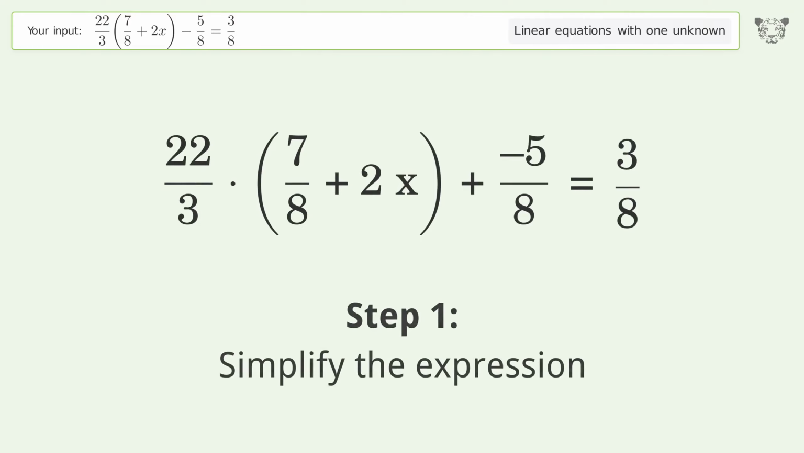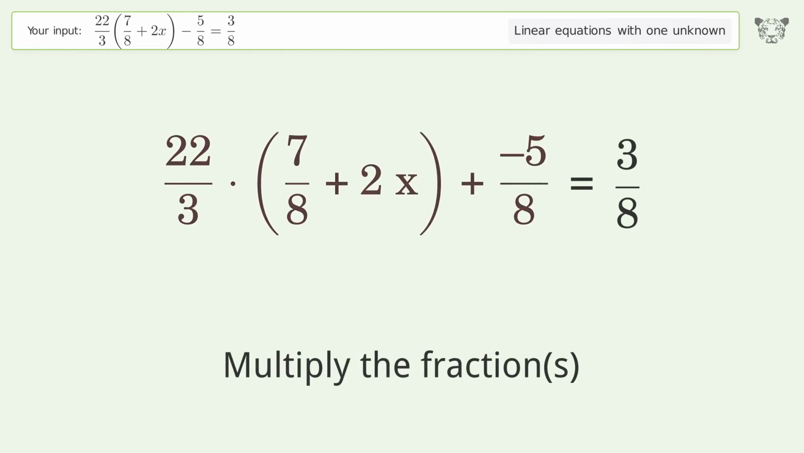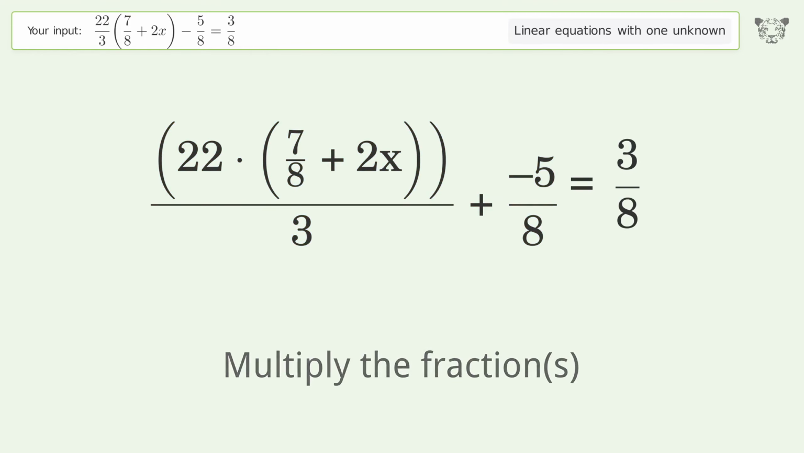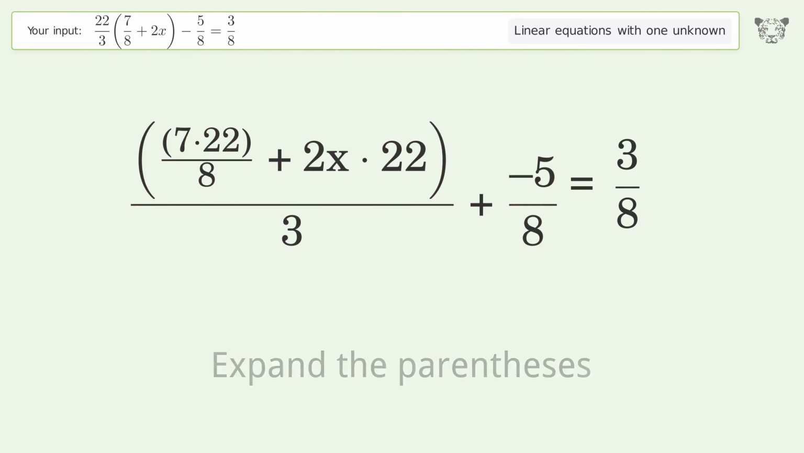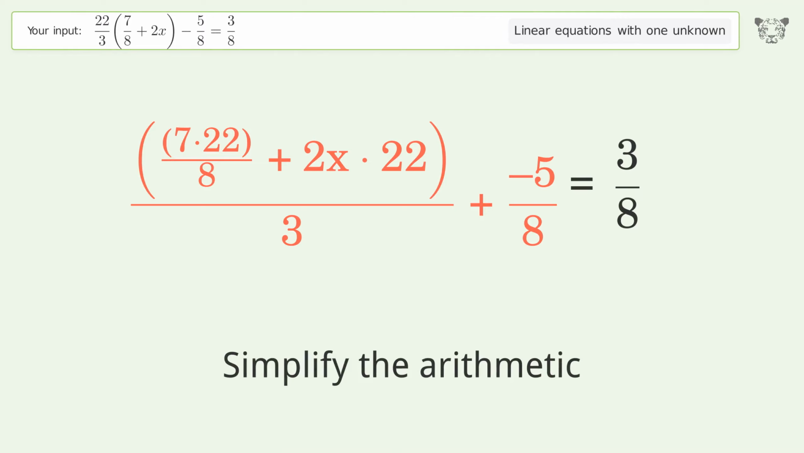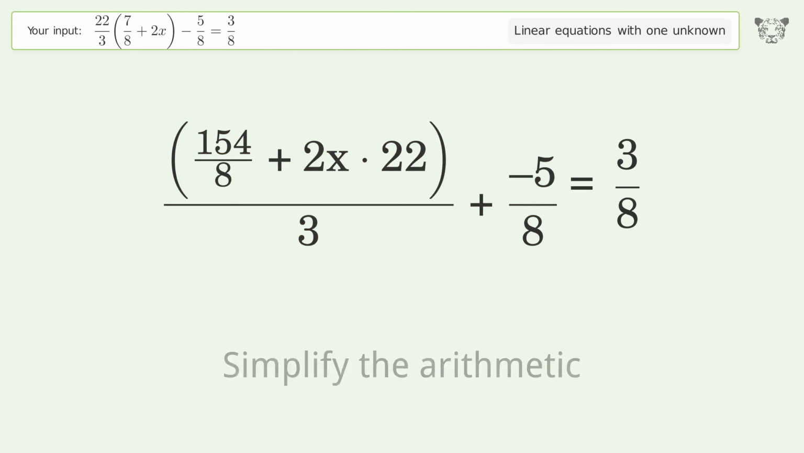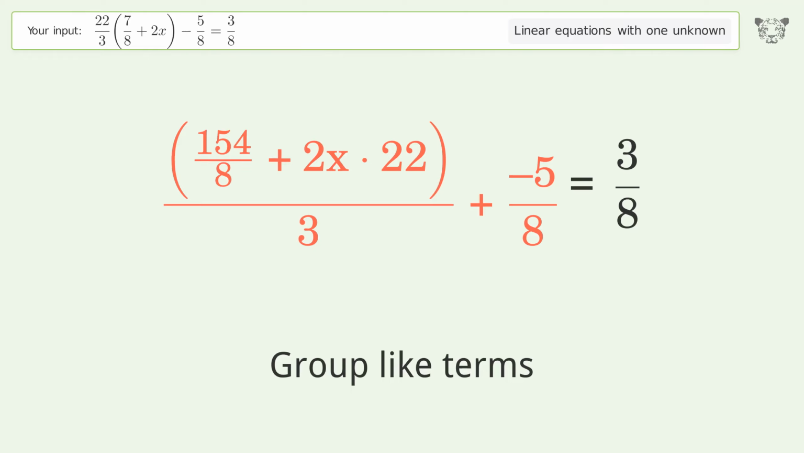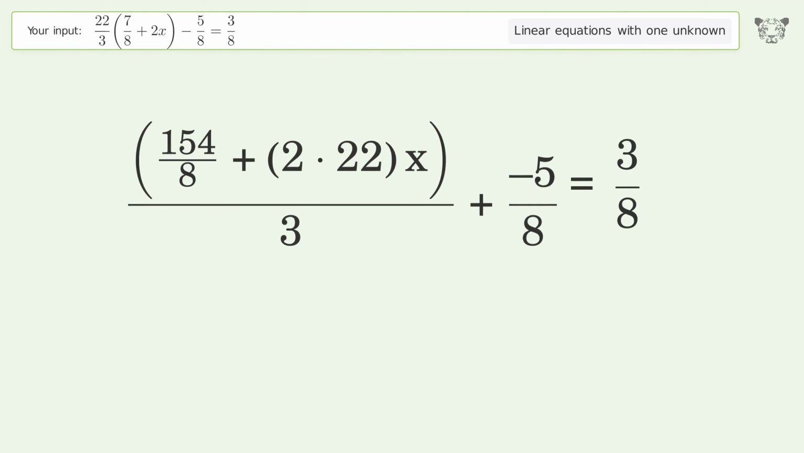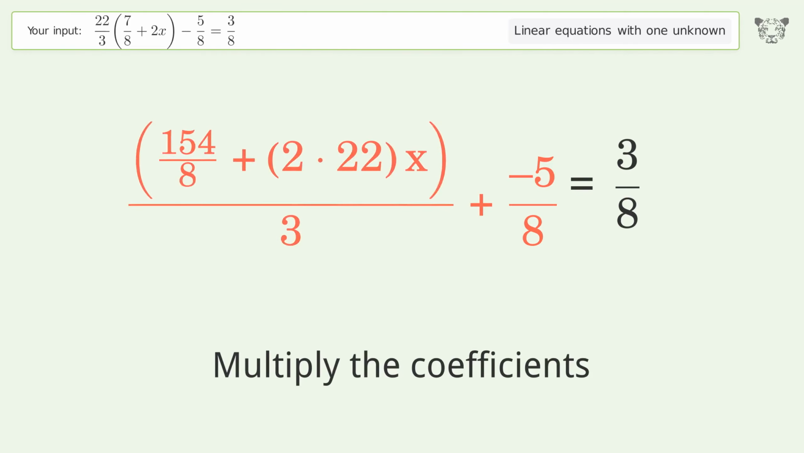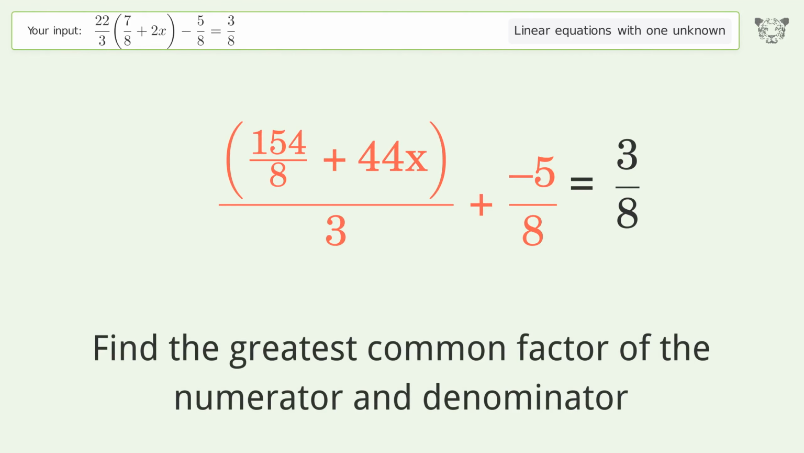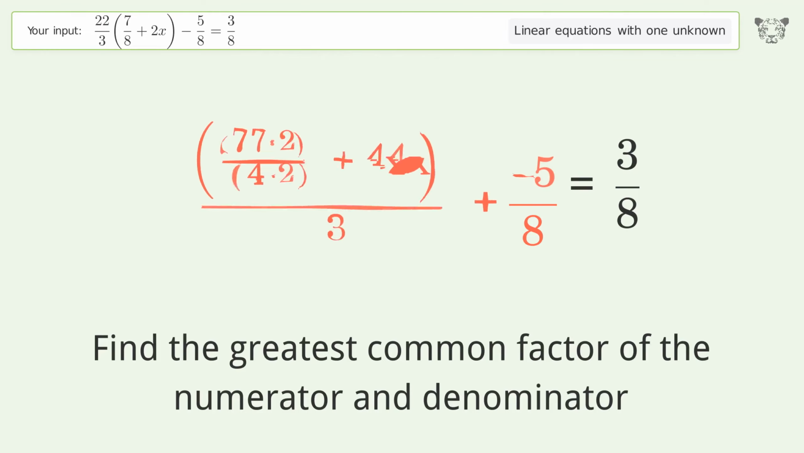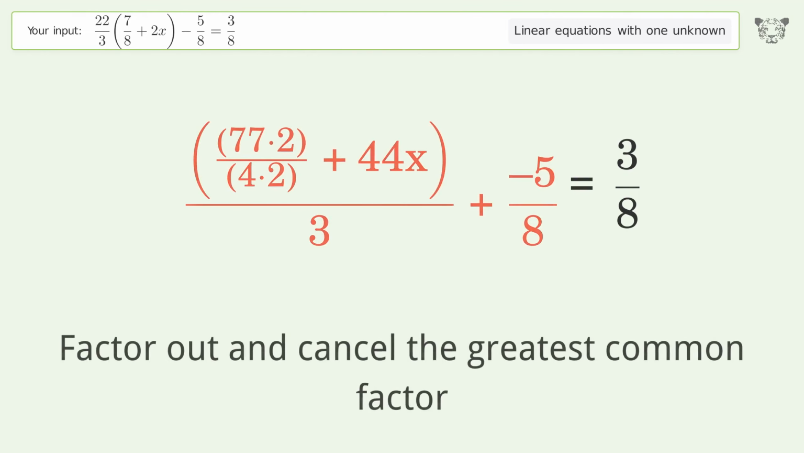Simplify the expression. Multiply the fractions. Expand the parentheses. Simplify the arithmetic. Group like terms. Multiply the coefficients. Find the greatest common factor of the numerator and denominator. Factor out and cancel the greatest common factor.